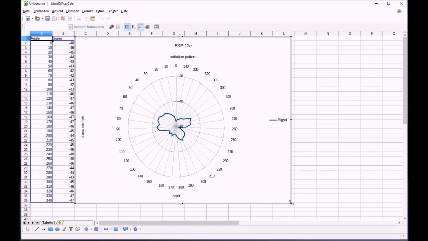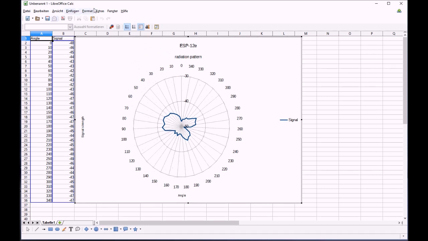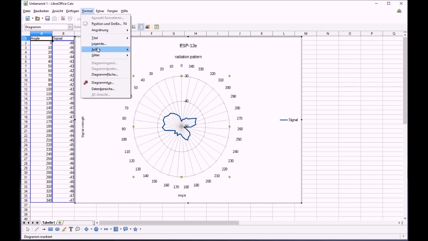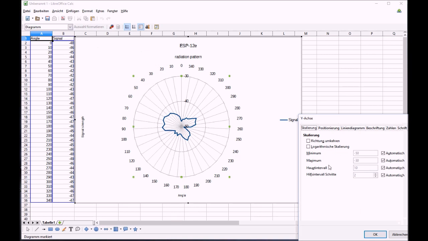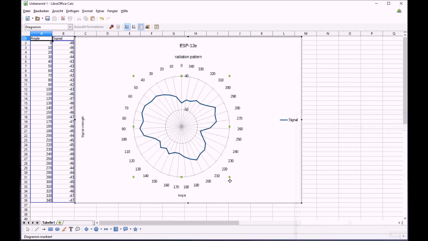Do some labeling, do some scaling for the axis, so we get a nice full screen graph. That auto scaling is not really too good, so you've got to play with the values a bit so you get a good representation of the diagram.